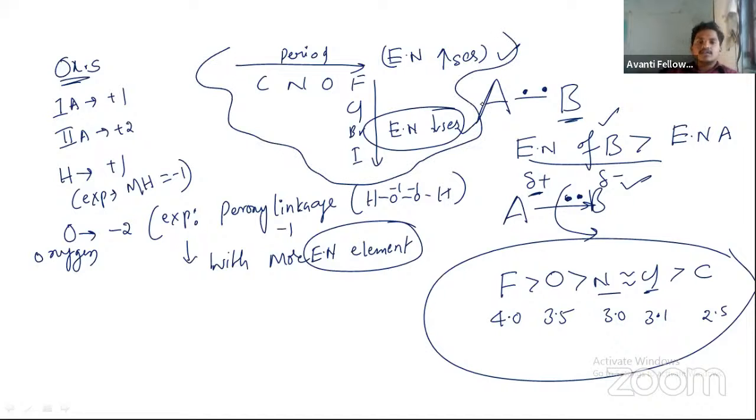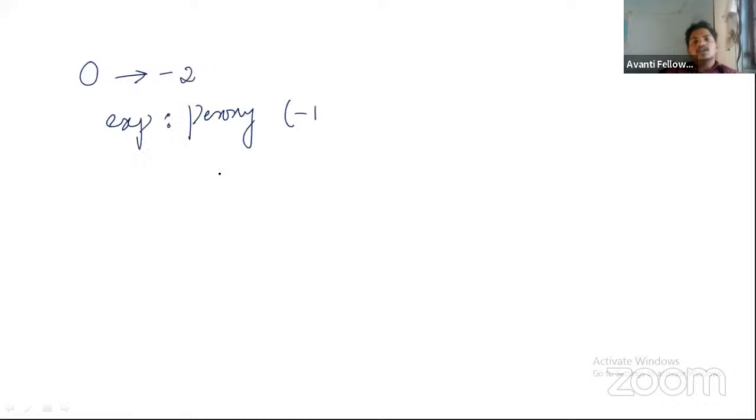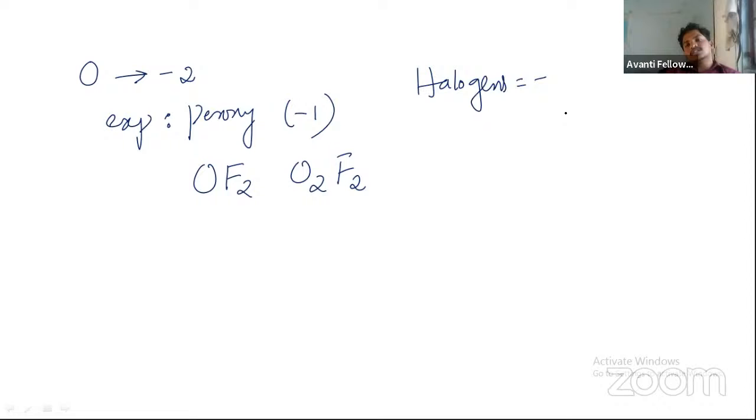Okay, so that is what I just wanted to say. It is very clear. Oxygen has -2, except whenever it has a peroxy linkage, then it has -1. If it is forming OF2 or O2F2, we know that all the halogens will have -1 charge.